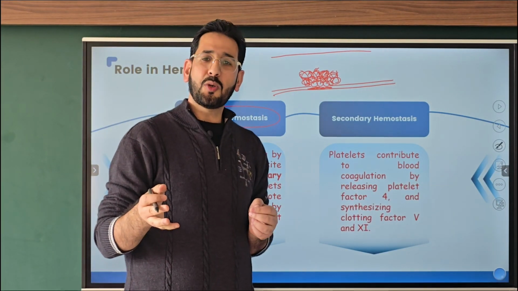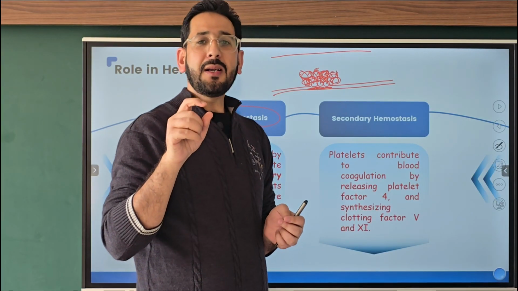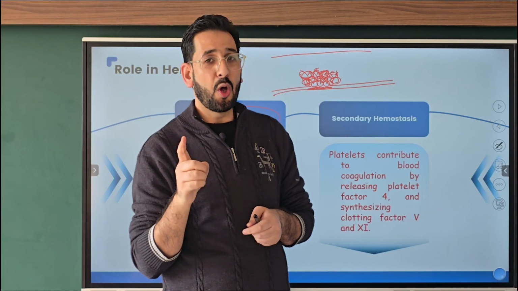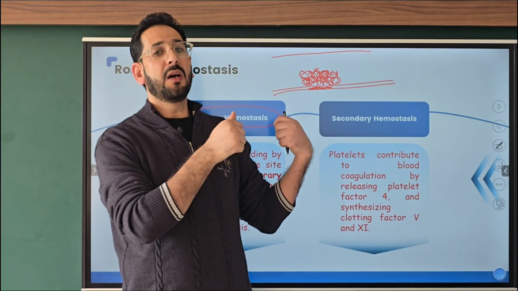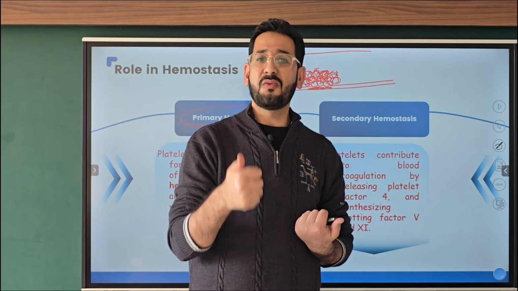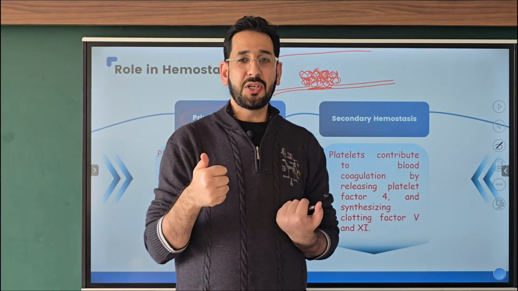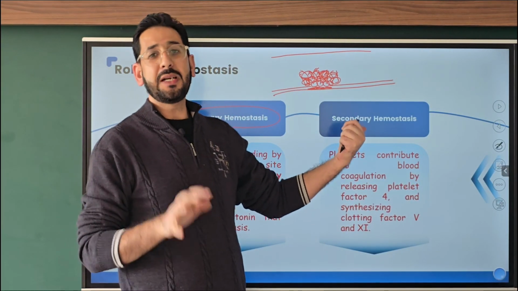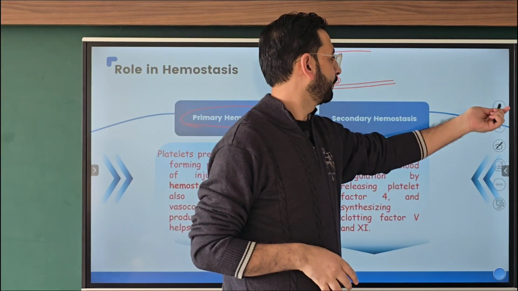Now, in secondary hemostasis, there is a role of platelets. For example, these platelets provide the surface for that coagulation process. That is the role of platelets. Now, we just saw that the platelets contain fibrinogen, the platelets contain factor 4, the platelets contain factor 9, the platelets contain calcium. All these are very, very important for the secondary hemostasis. So, platelets definitely have a role in the secondary hemostasis as well.